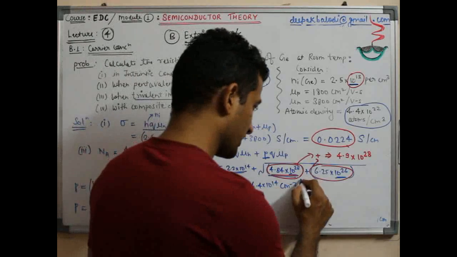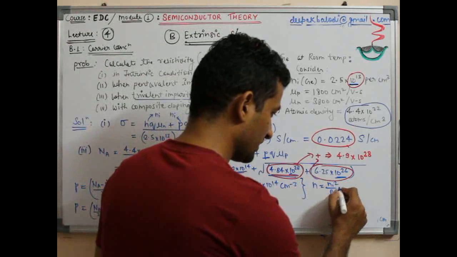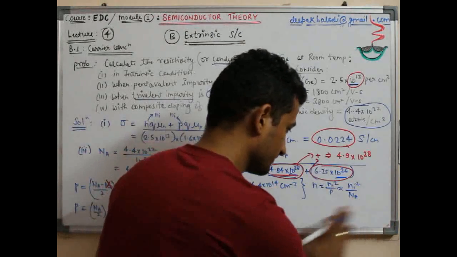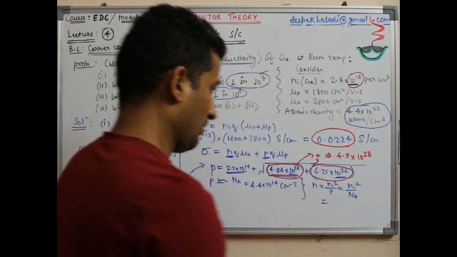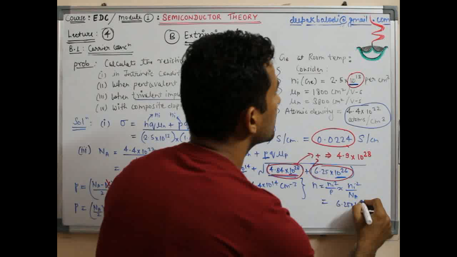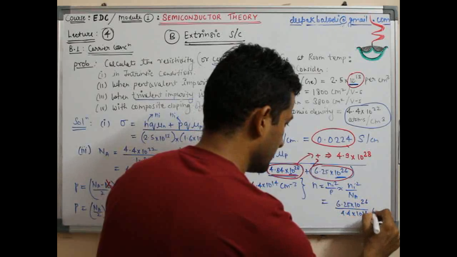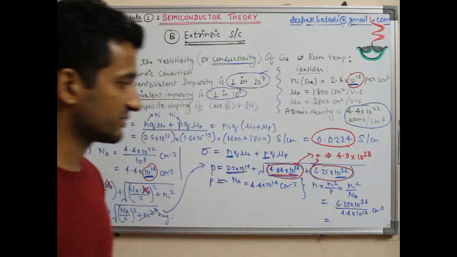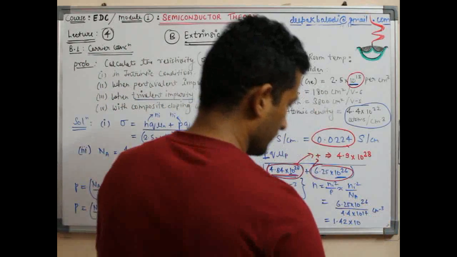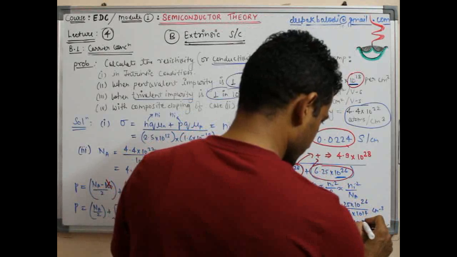As soon as we get the majority carrier concentration, we can very quickly calculate N. That is Ni square by P. P is approximately Na, so N is Ni square, 6.25 into 10 to the power 26, upon Na. Na is 4.4 into 10 to the power 14 per centimeter cube. So this comes as 1.42 into 10 to the power 12.